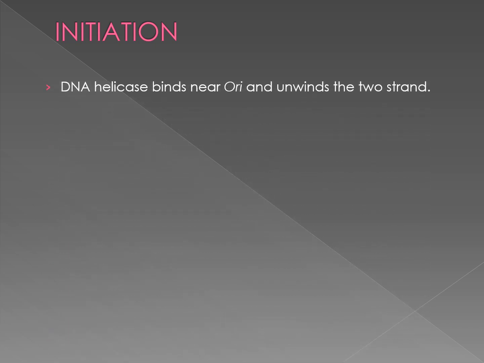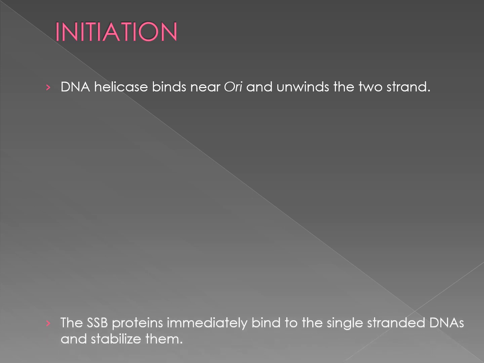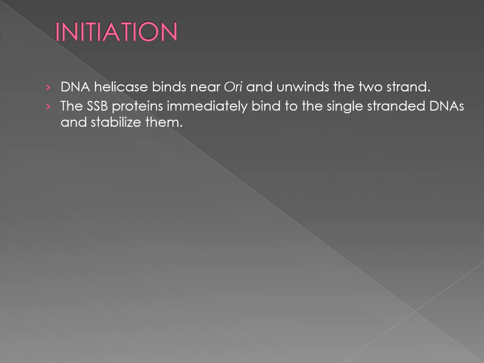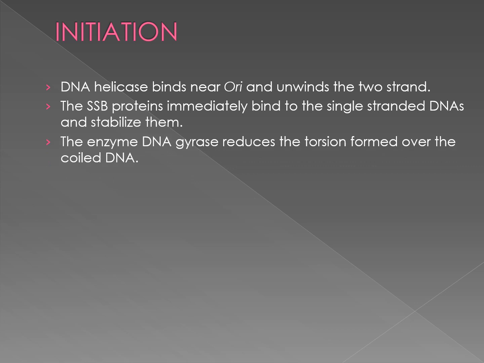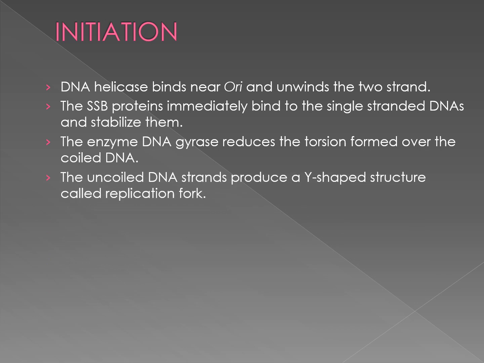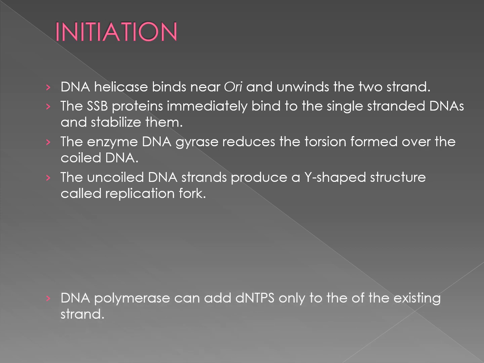Now we will go one by one through all these steps. First one is initiation. DNA helicase binds near the origin of replication and starts unwinding the two strands. The single-stranded binding proteins will come immediately and bind to the unwound portion of the DNA and stabilize them in their single-stranded condition. Then the DNA gyrase will come. The enzyme DNA gyrase will start reducing the torsion that is formed over the coiled part of the DNA. The uncoiled DNA strands will result in formation of the replication fork that is Y-shaped in structure.